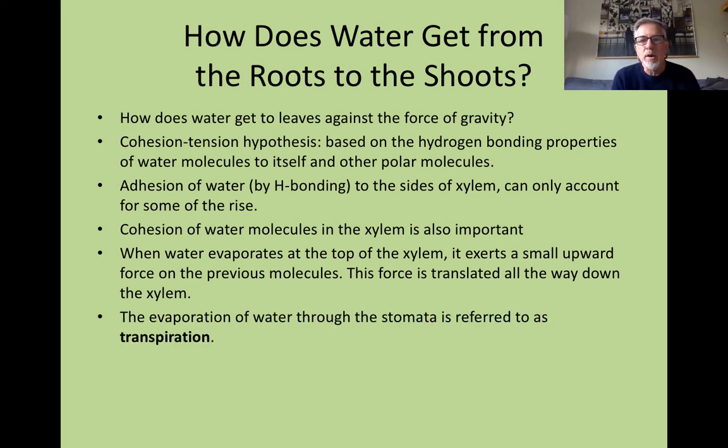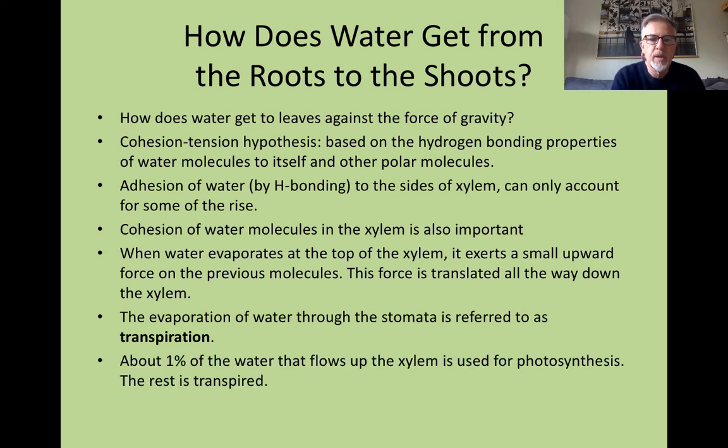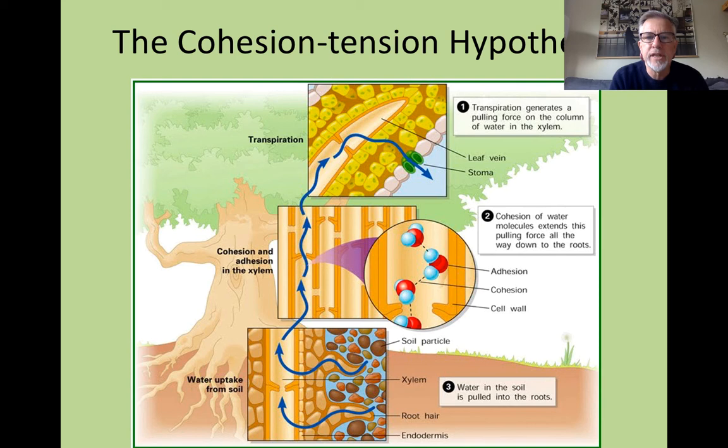The evaporation of water through the stomata is referred to as the process of transpiration. About 1% of the water that flows up in the xylem is used for photosynthesis. The rest is transpired. And transpiration is very important in the global water cycle because it is often significant in saturating the air and causing rain to fall. And here's a picture of the cohesion tension hypothesis, and I'll let you look at that on your own time. But here are the water molecules flowing in through the roots, traveling up through the xylem, and here you can see the adhesion and cohesion ideas, and then flowing out through the stoma.